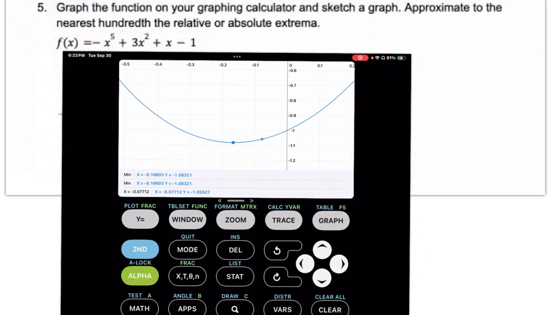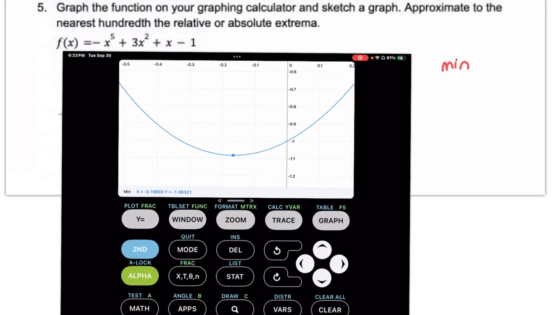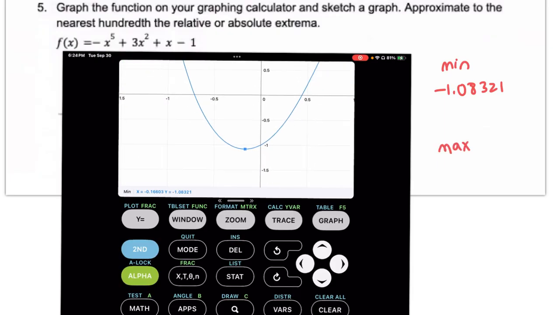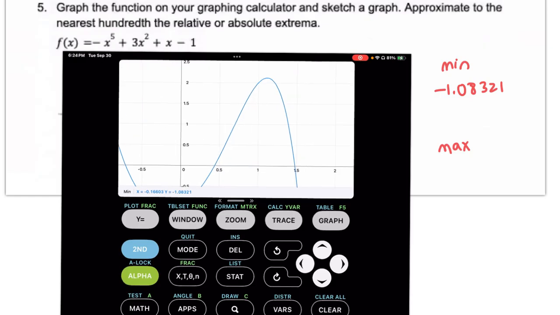Okay, now I can zoom in a little bit. We're clearly looking at this. I'm actually going to hit that with my finger, and it makes it very clear that those are the coordinates of that point. Now, with regards to relative min, it's that y coordinate that we're interested in. So it's negative 1.08-ish. Okay, negative 1.08321.